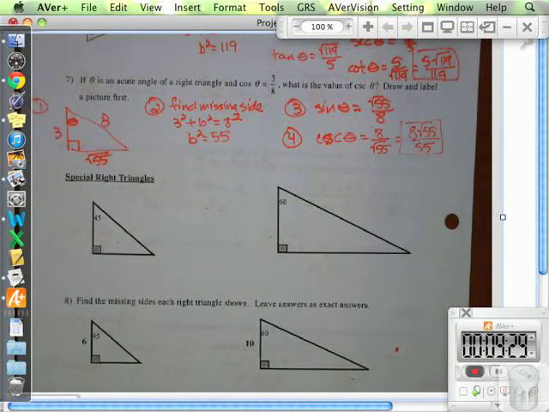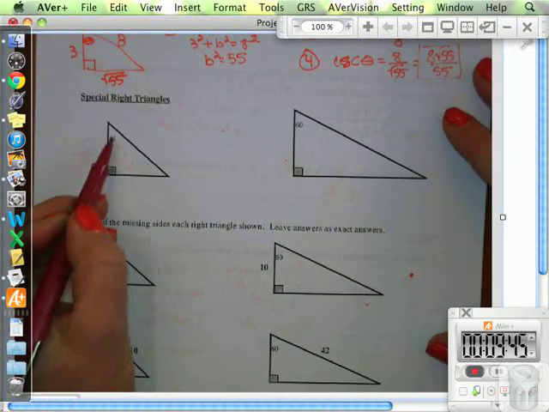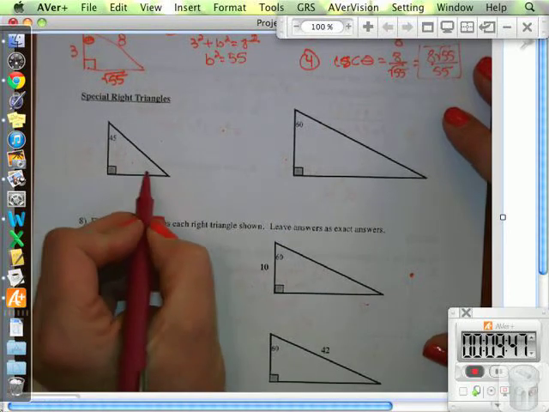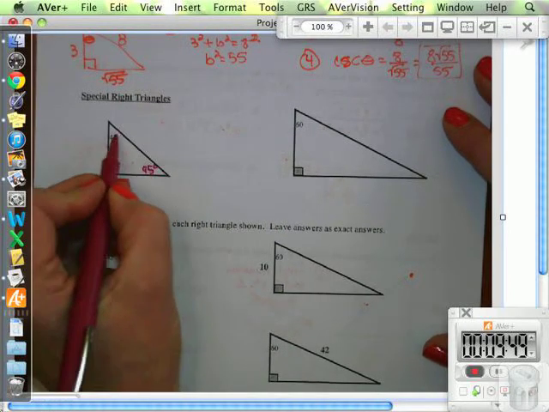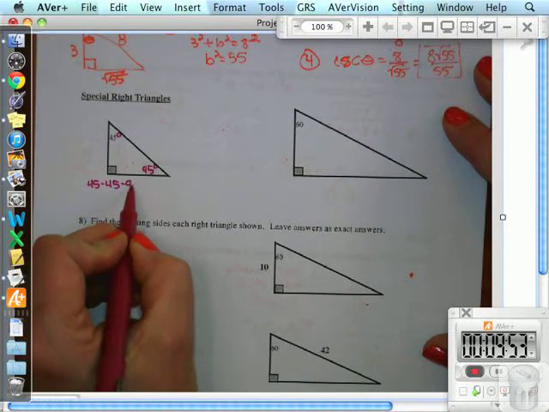So that's trig ratios. Oh, there's more. Special right triangles. Alrighty. Special right triangles. So this is the first one, and we call it, if this is 90, this is 45, what's this angle measure? So the first one we're going to talk about is a 45, 45, 90 right triangle.